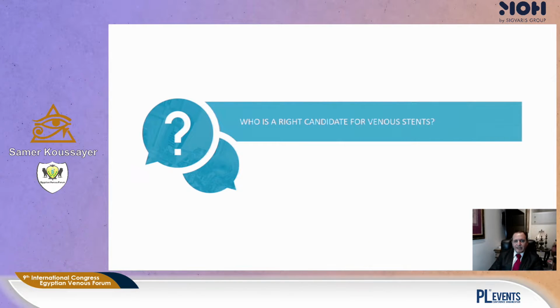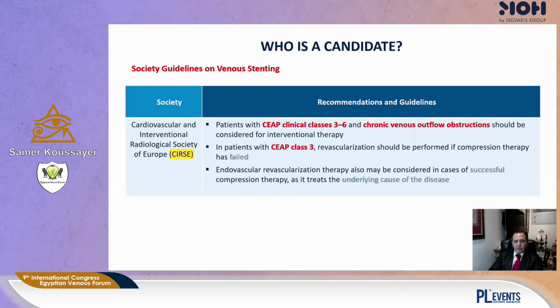So who is the right candidate for venous stenting? Let's see what the societies said or recommended about venous stenting. CIRSE, the Cardiovascular and Interventional Radiological Society of Europe, said patients with CEAP clinical class 3 to 6 and chronic venous outflow obstruction should be considered for interventional therapy, and for patients with CEAP class 3, revascularization should be performed if compression therapy failed. But even if the compression therapy was successful, sometimes they still recommend venous stenting to treat the underlying cause of the disease, like May-Thurner syndrome.